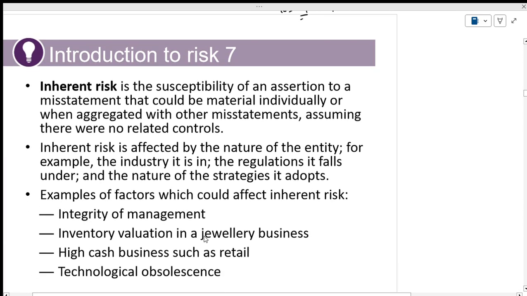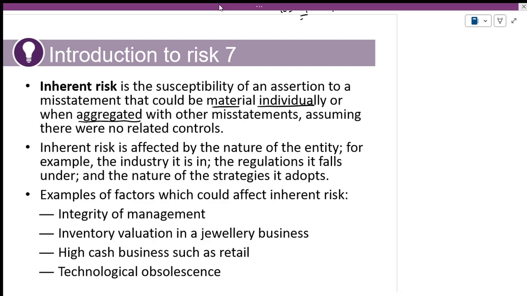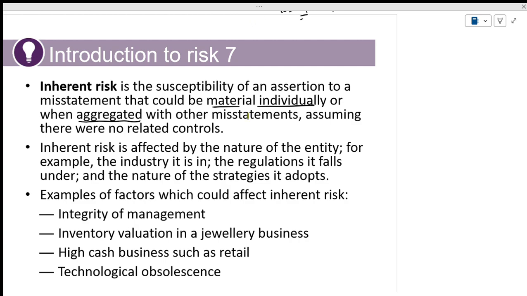What is the inherent risk? It is the susceptibility of an assertion to a misstatement that could be material, either individually or when aggregated. I told you so many times previously. This is part of the sentence, it will be there, and we have to write it like this: assertion to a misstatement, whether could be material individually or material when aggregated.